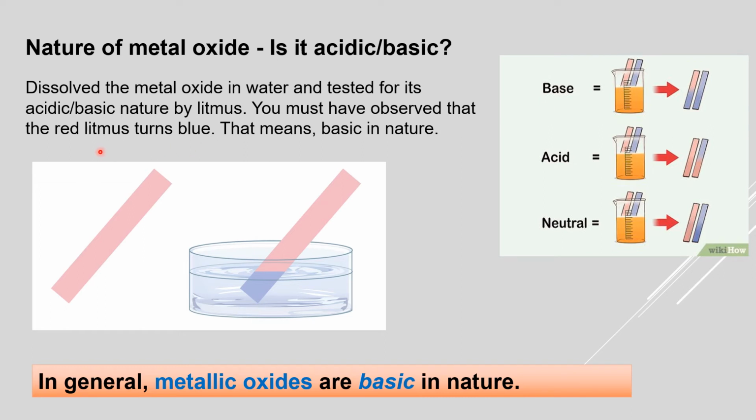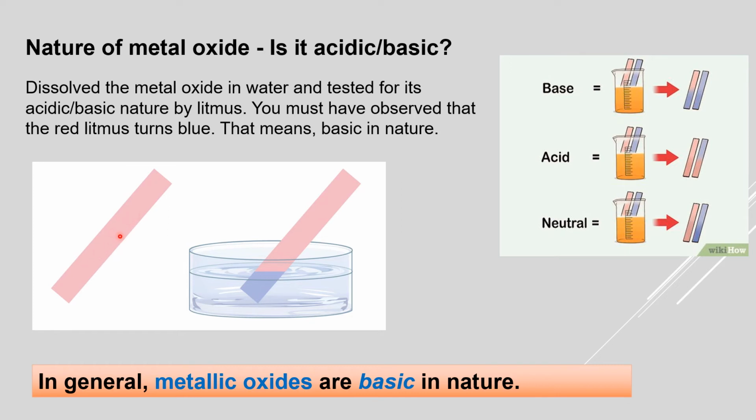Red litmus turns blue means what? The metal oxide is basic in nature. Okay, so all metal oxides like magnesium oxide or copper oxide or aluminium oxide or rust, that is iron oxide, these all are basic in nature. And how do you find it is basic in nature? By doing the test with litmus paper.